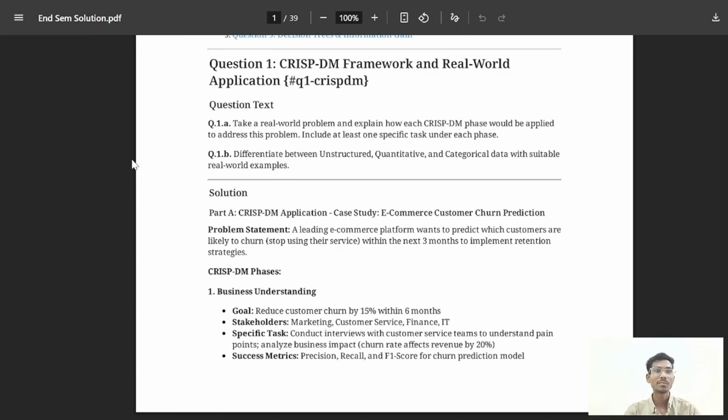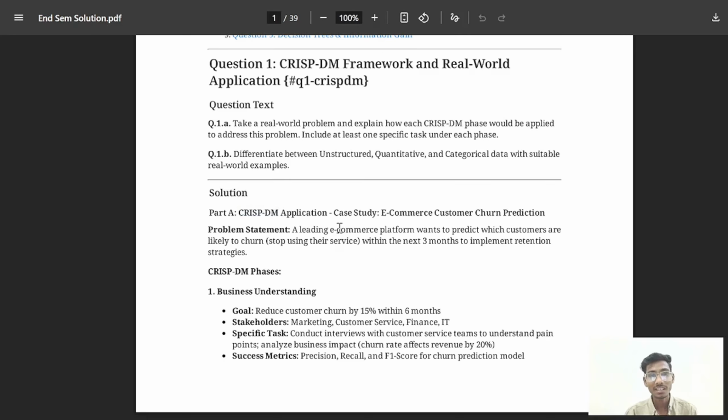So, question number 1 says, take a real world problem and explain how each CRISP-DM phase would be applied to address this problem. Include at least one specific task under each phase. So what is CRISP-DM? CRISP-DM is Cross-Industry Standard Process for Data Mining.